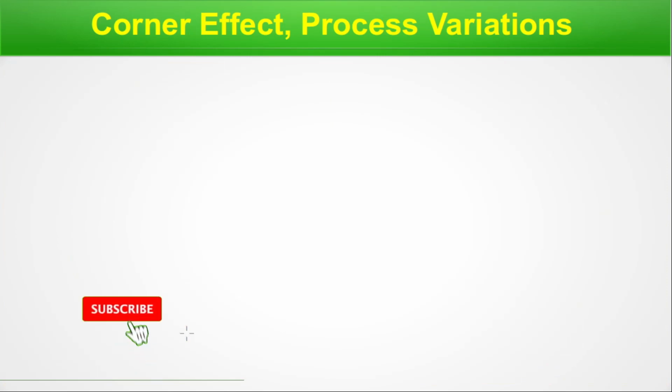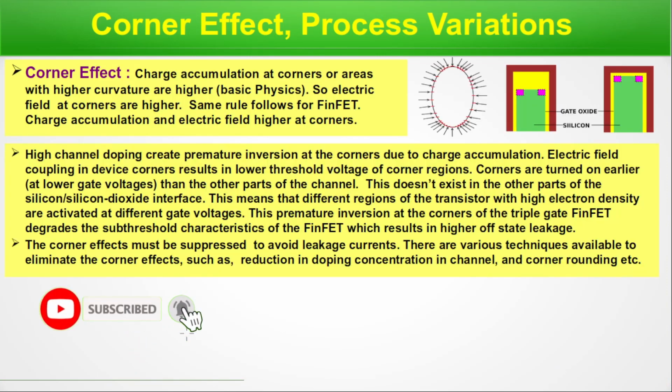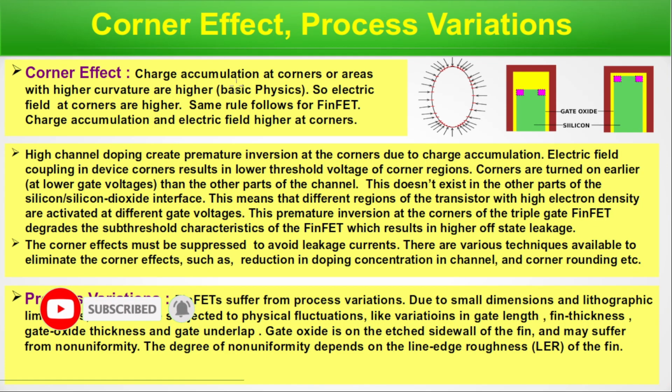Corner effect and process variations. About corner effect. The charge accumulation at corners or areas with higher curvature is higher. We know that from basic physics. This is a diagram we have tried to show it. So here curvature is higher, so charge accumulation is higher, and at the same time the electric field is higher where curvature is higher. In case of a conductor which has corners, here curvature is obviously higher, so density of charge accumulation is higher in this area following this rule.